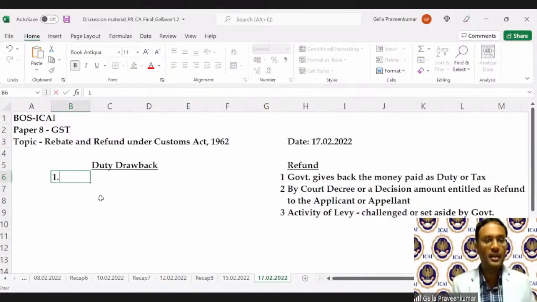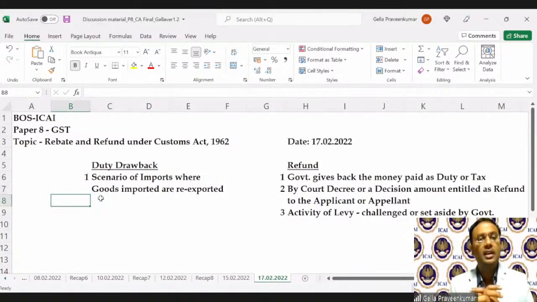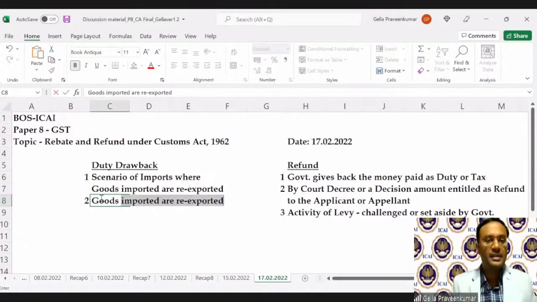Duty drawback. Scenario of imports where goods are imported or re-exported. There could be a situation where someone would have imported a particular article. This particular article, after reaching their destination, they would have seen that I have ordered for part X, but the supplier has given me part Y. So I have no use of this particular material. I would return it back.